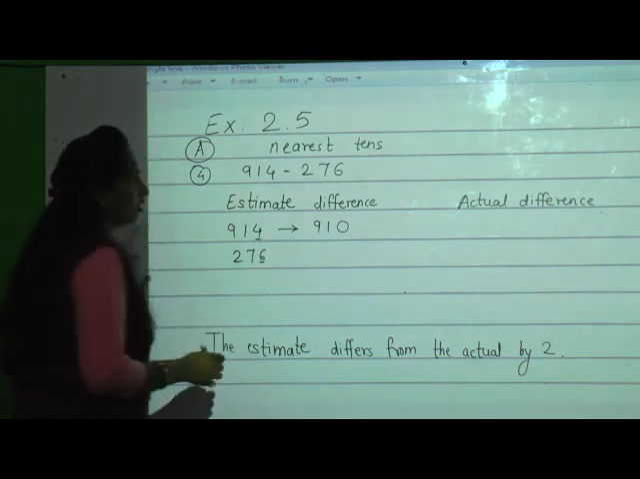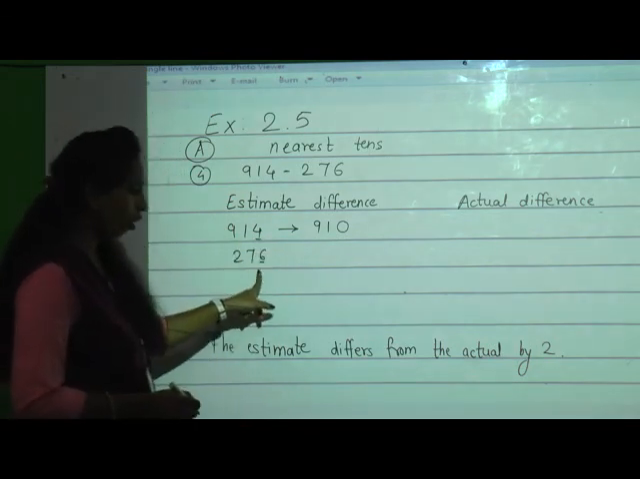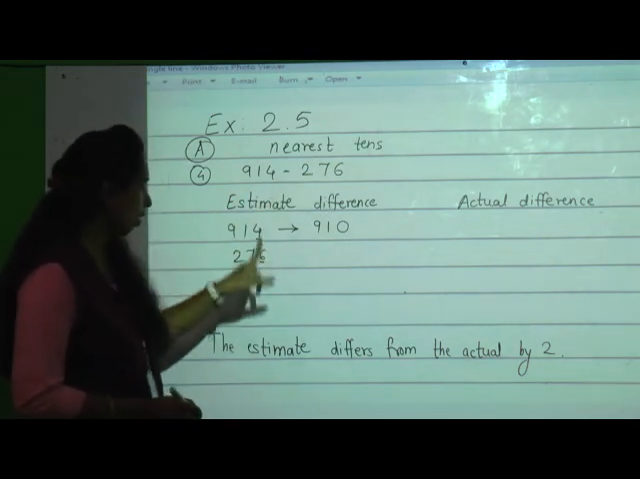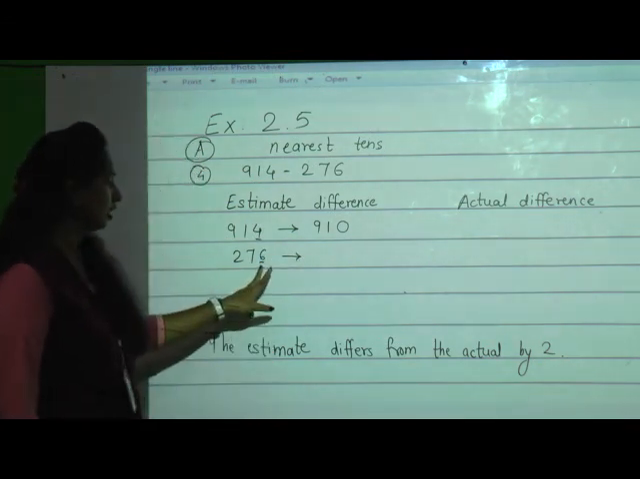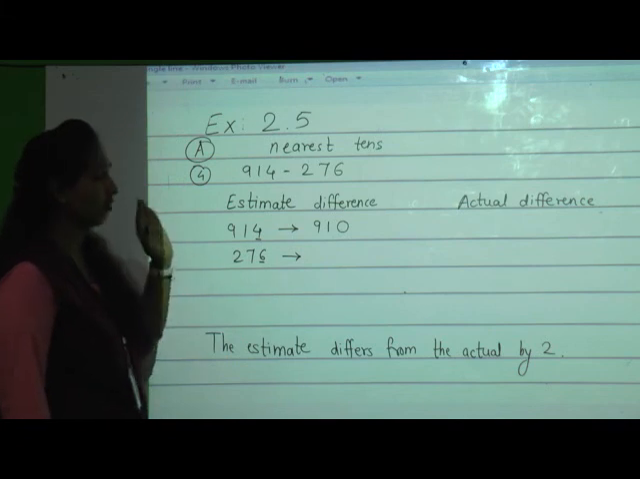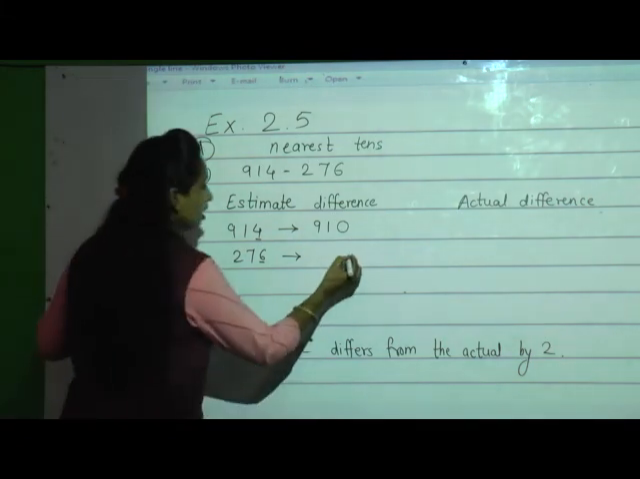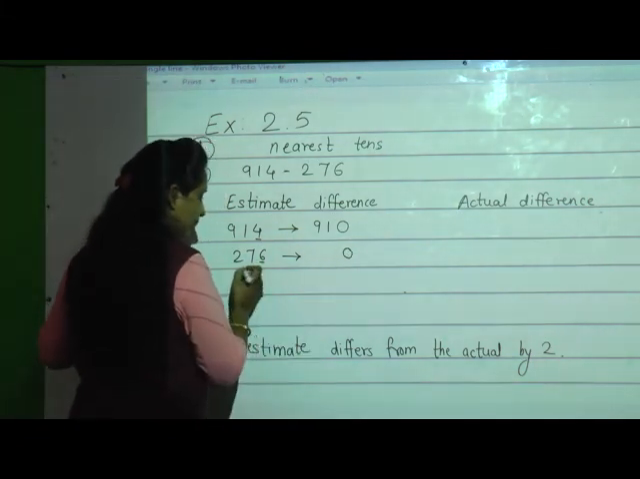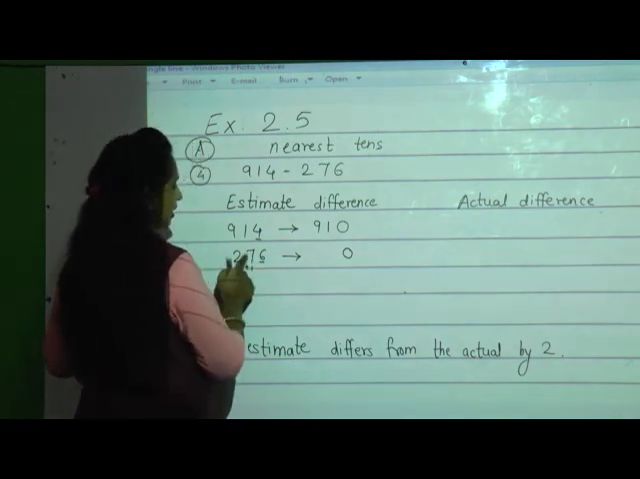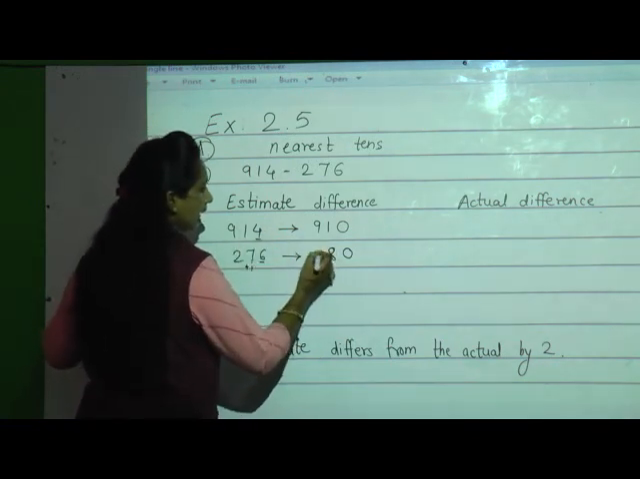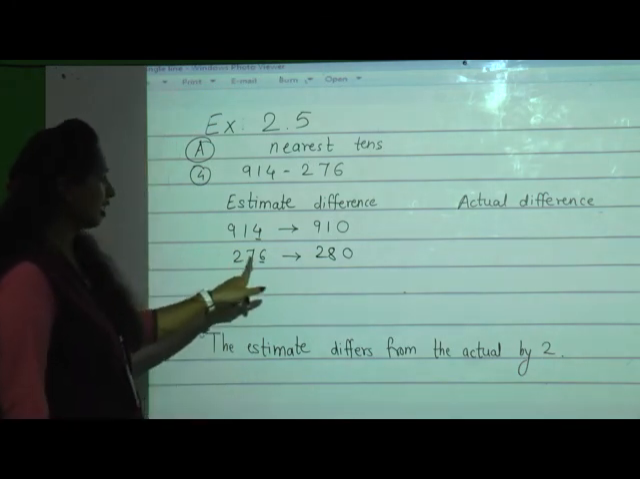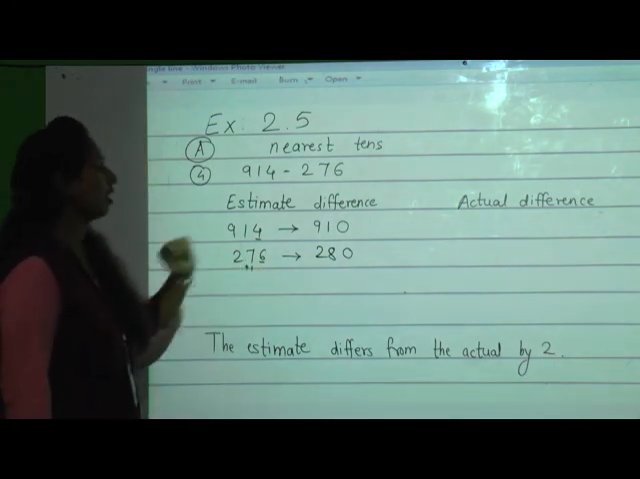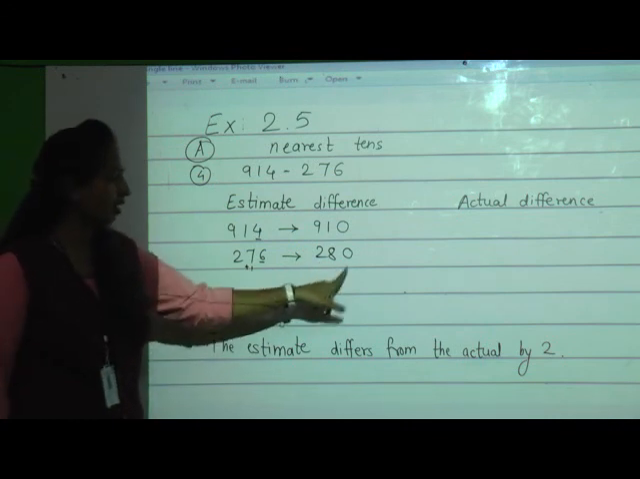276. Whenever we are doing rounding off to the nearest tens, underline the ones place and see what number is given. They have given 6. So if it is 5 or more than 5, place the 0 at ones place and add 1 to the tens place. So 7 plus 1 is 8 and 2 as it is. So 276 can be rounded off to 280.